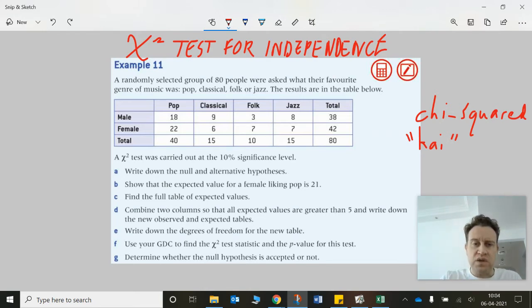Okay, so combine two columns. So let's combine folk and jazz. They've got the lowest values in. Or equally, I could combine classical and folk. But let's combine folk and jazz. I think they do that in the book. So folk and jazz is going to be 11 there and 14 there. It doesn't really matter that I calculate this here, but that's 25.